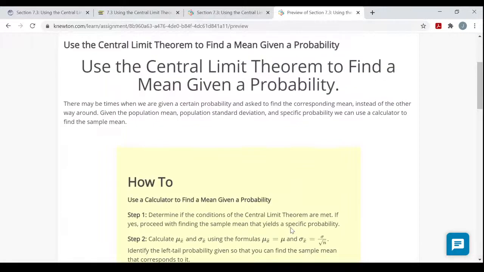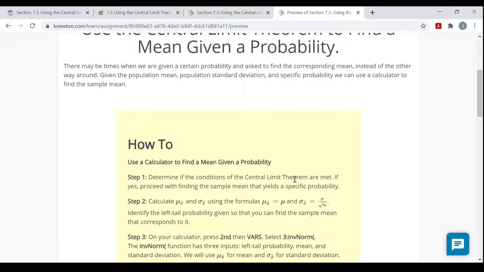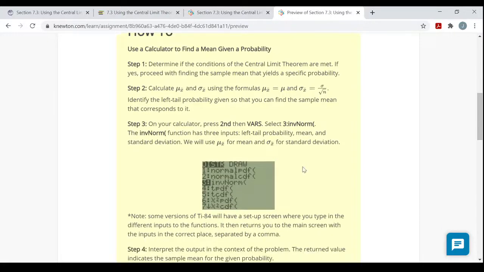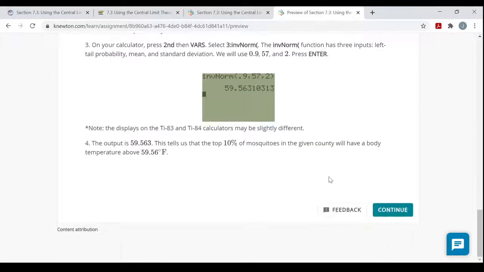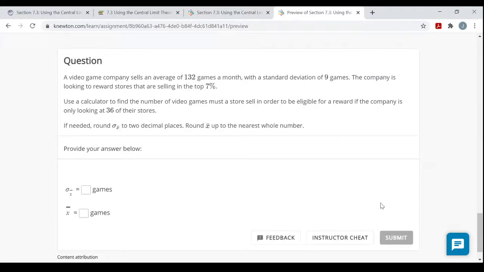And then this particular objective is finding a mean given a probability. So you're given an area under the curve and you're finding a particular value, the value on the number line, and that involved that inverse norm. So again, that was brought up in section 7.1's video. I've done this before, so you can read through this example. I will do one problem from this objective and then cheat through the rest. And there's another objective where you're given values and you have to find area under the curve.